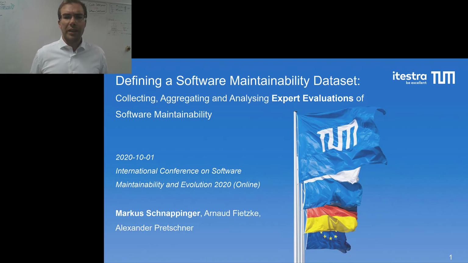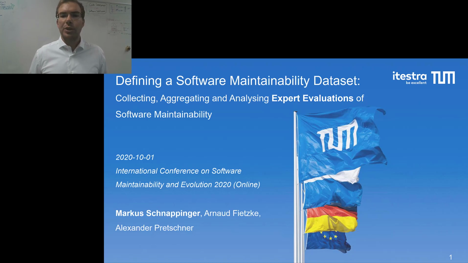You might wonder, why is this actually complicated? Because in this context, we are not talking about crawling data from the internet, extracting information from documents or any other sources. We're talking about a dataset that is based on expert evaluations of software. So in the paper we describe how to collect, aggregate and analyze manual assessments of software maintainability.